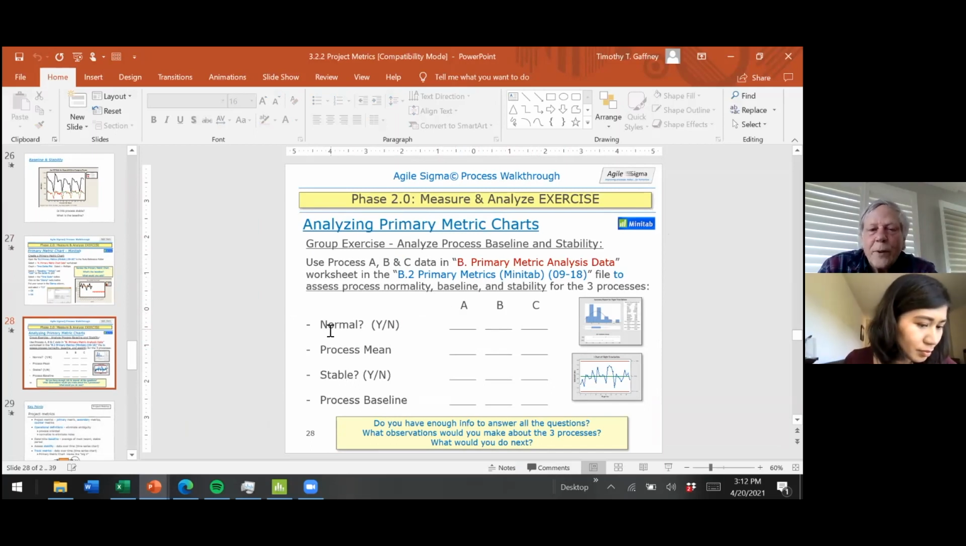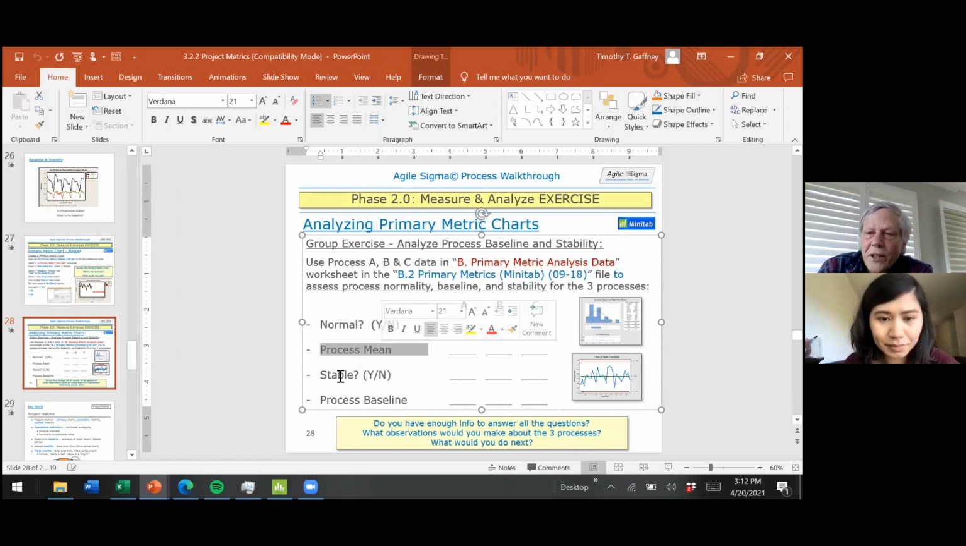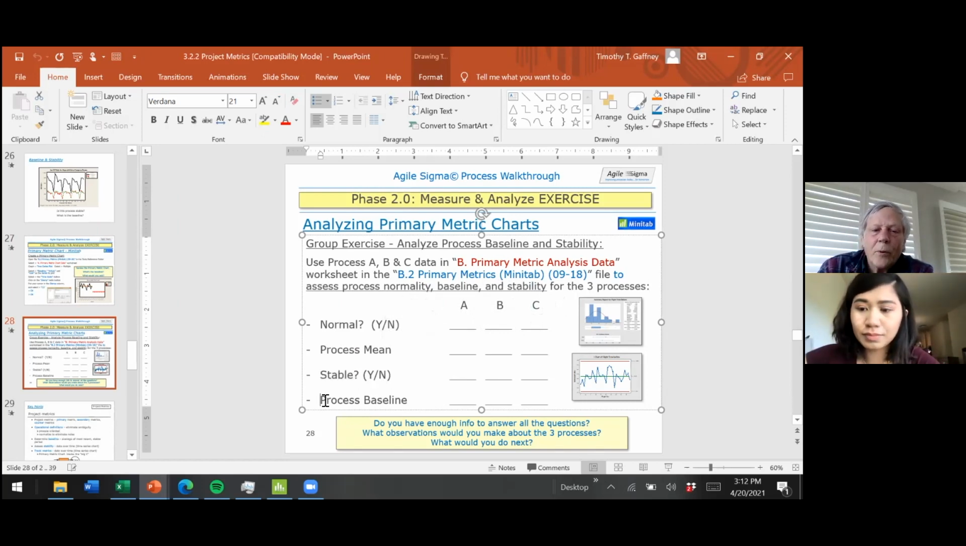And first we assess, is the process normal? Remember, we talked about normality. Basically it makes it easier. The statistical analysis tools, et cetera, are more robust for normal data, although you can easily work with non-parametric or non-normal data as well. It's just a different set of statistical tests. Then we'll assess the process mean for each of these processes. We'll assess whether they're stable or not. And then we will look at whether or not we can determine the baseline.